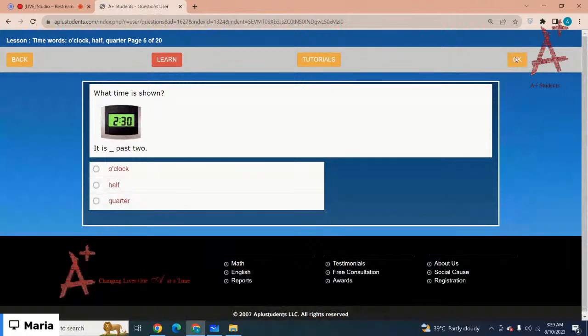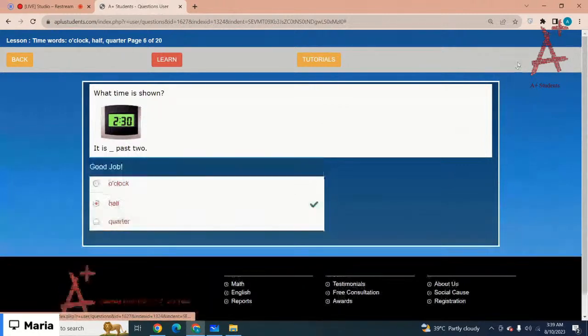Okay, what time is shown? Which is the correct option? Yes, it is half past 2, right? Because 30 minutes have gone, so it is half past 2.